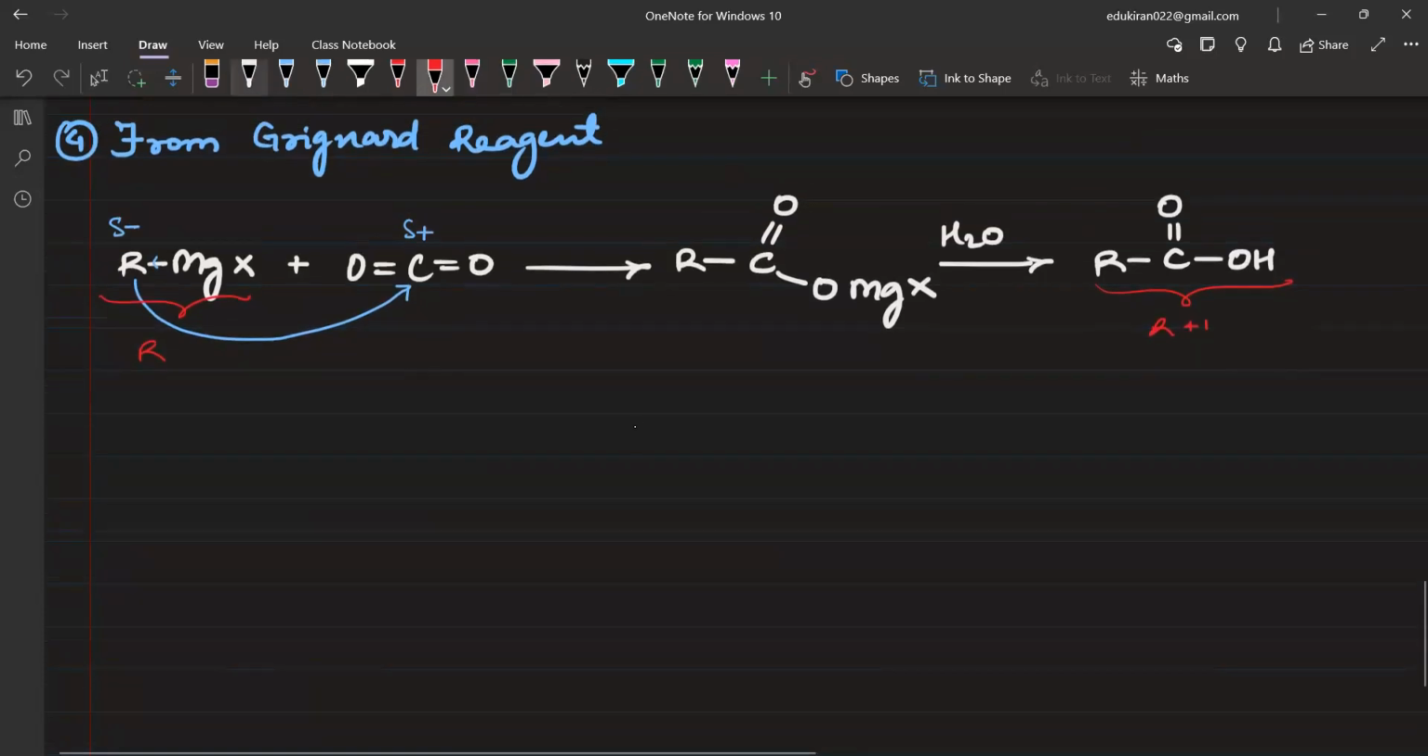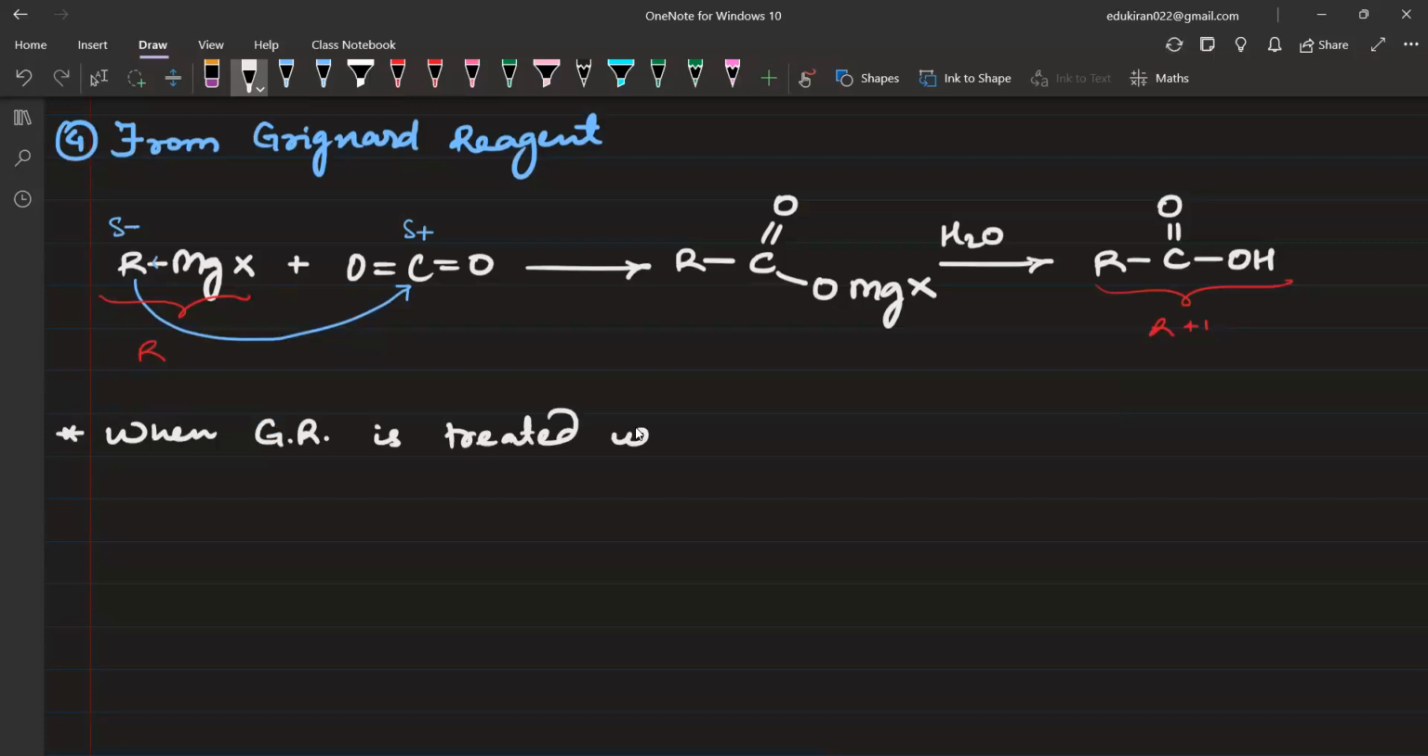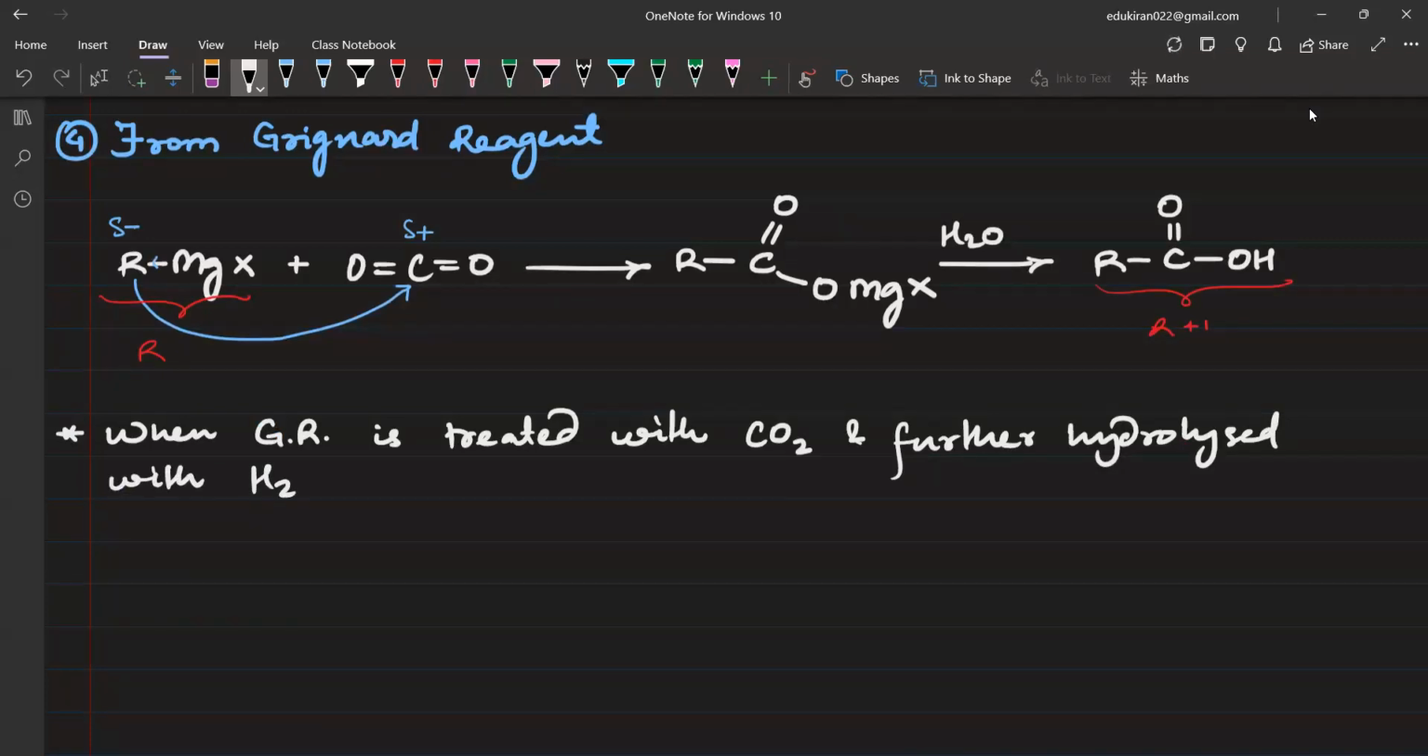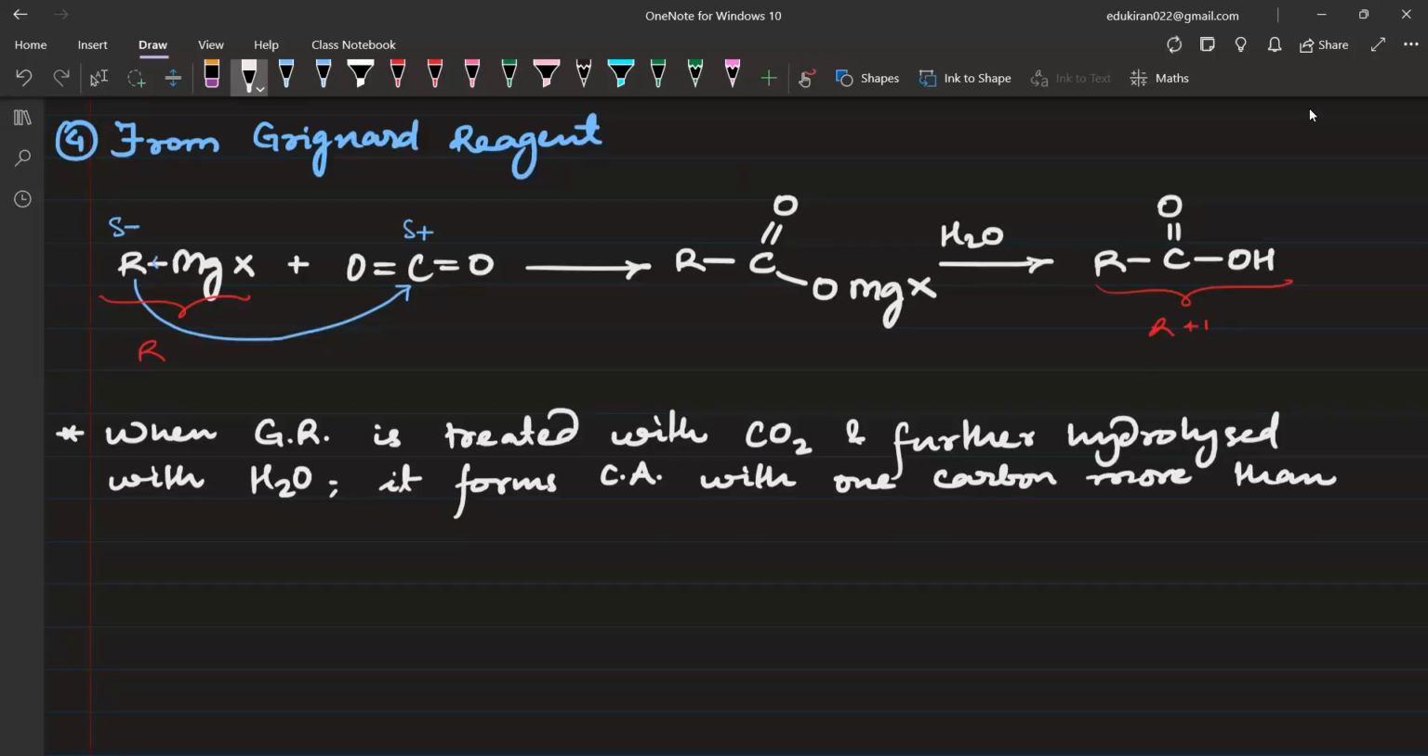So in this reaction, what happens? We will write: when Grignard reagent is treated with carbon dioxide and further hydrolyzed with H2O, it forms carboxylic acid with one carbon more than the Grignard reagent.